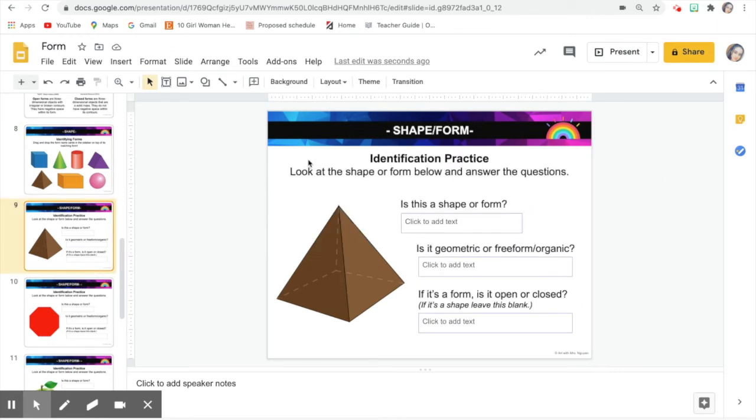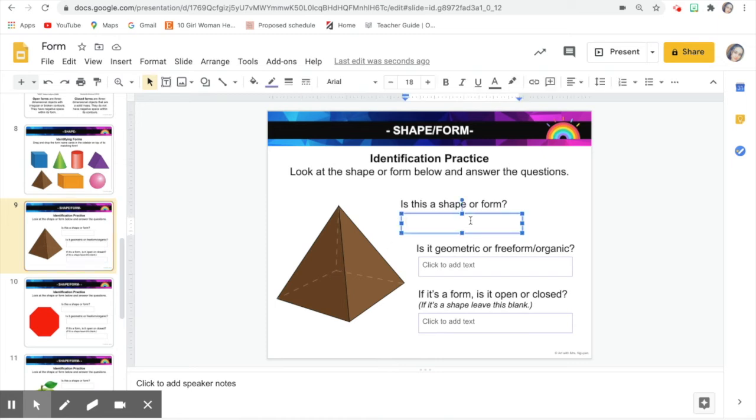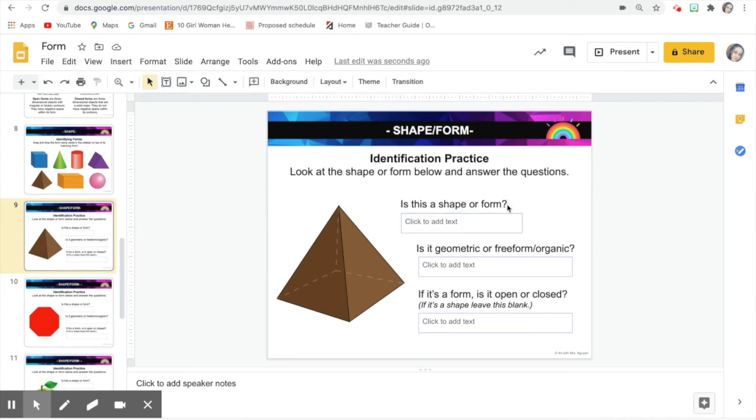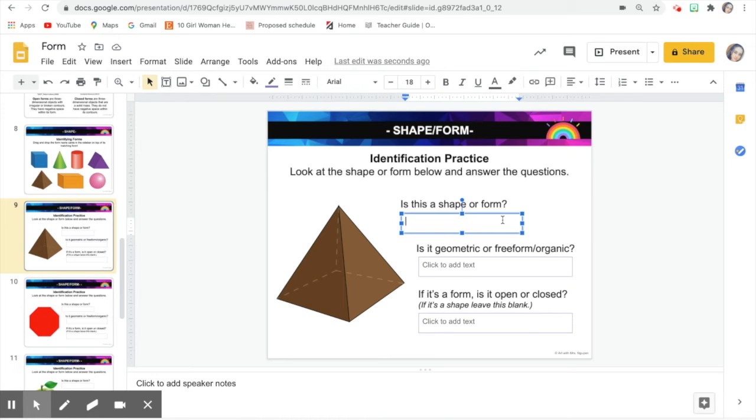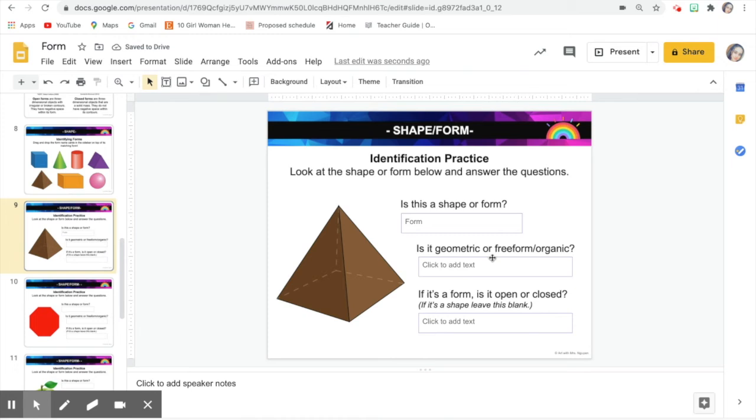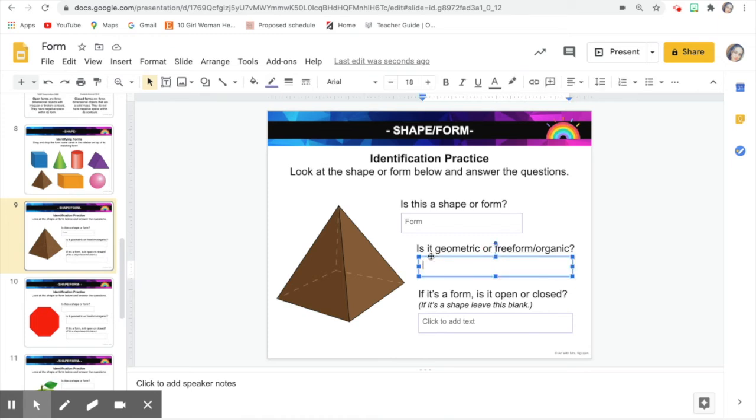Shape, form identification practice. Look at the shape or form below and answer the questions. Is this a shape or a form? So think about it. Let's do a little bit of review in our head. A shape is 2D and a form is 3D. So this means that this is a 3D shape. So it is what? Form. Okay. So you're going to type your answer and leave it in there. And go ahead and continue to the next one.